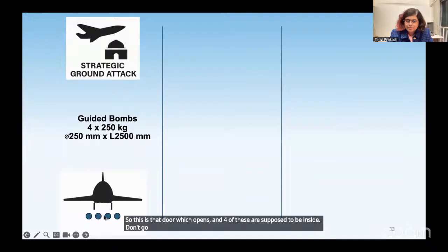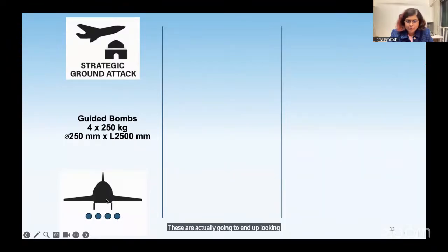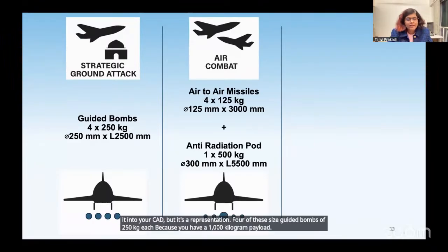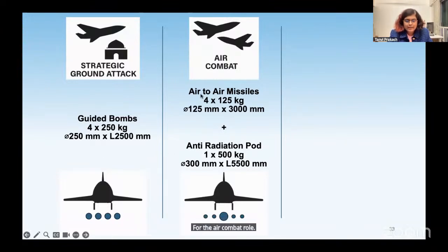Don't go by the size of it. It's just a representation. These are actually going to end up looking much smaller when you put it into your CAD. 4 of these guided bombs of 250 kg each, because you have a 1000 kilogram payload. For the air combat role, you'll have to carry 4 air-to-air missiles. These are again the 3-meter range.